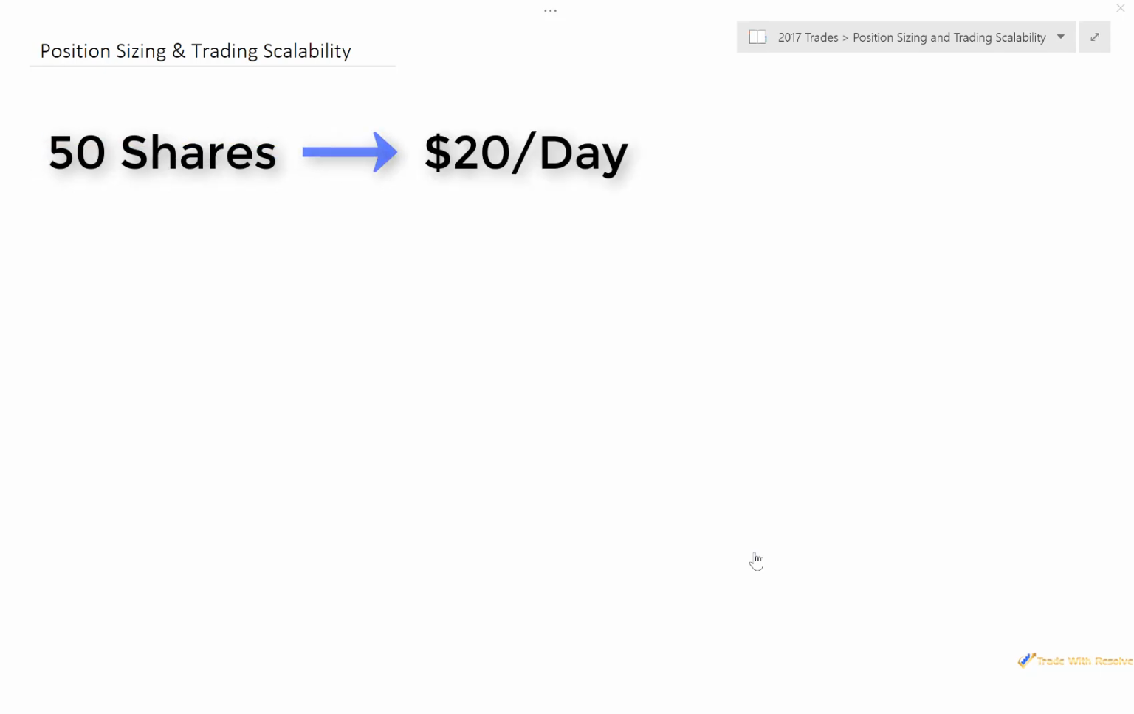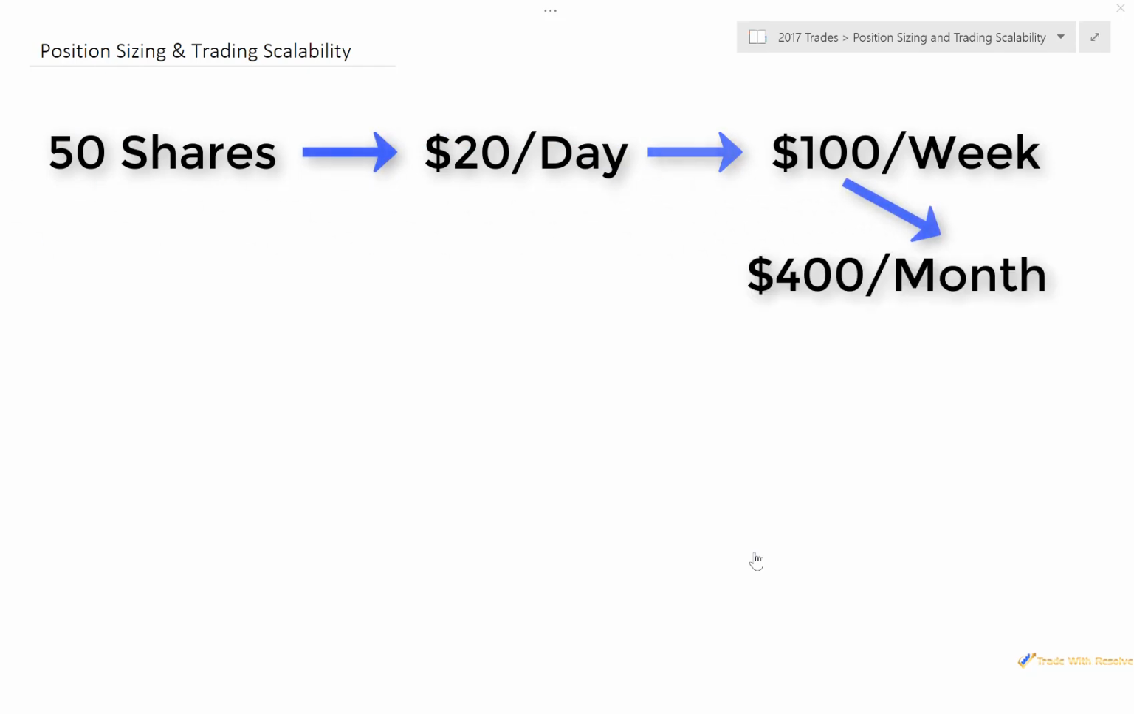So this would be my recommendation. Now that you have funded your account, I recommend starting out with a very small position size. So what you can do is begin by trading with 50 shares. Let's say that those 50 shares are helping you to achieve $20 of profit a day. All right, so you have now made $20 in one day. Over the course of a week, you have now made $100. Over the course of a month, you have now made $400 a month.